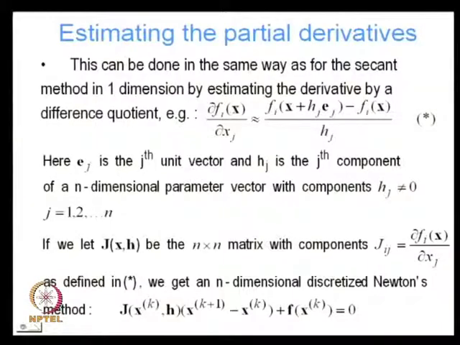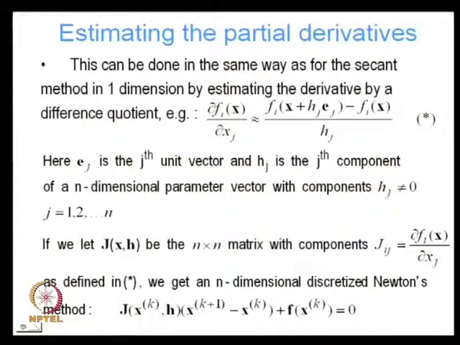I am taking a step of size hj, right. So, fi of x plus hj ej minus fi of x. I am trying to explain what in mathematical terms is known as a directional derivative, right. It is a directional derivative of f in the jth direction.